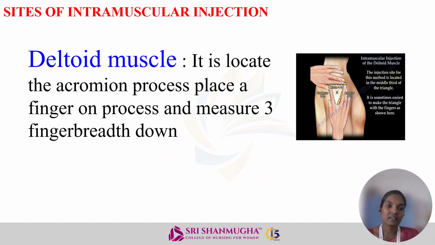Next one, sites of intramuscular injection. What are all the sites we have listed? The first one is the deltoid muscle. Locate the acromion process. We have to place a finger on the acromion process and measure 3 finger breadths down, and we have to administer the injection in that area.